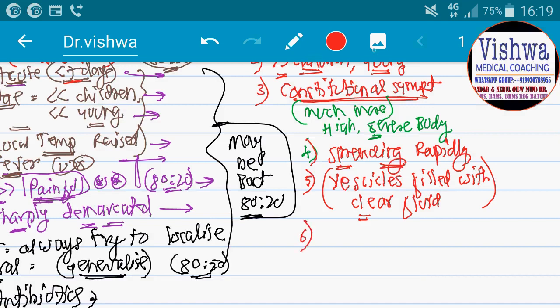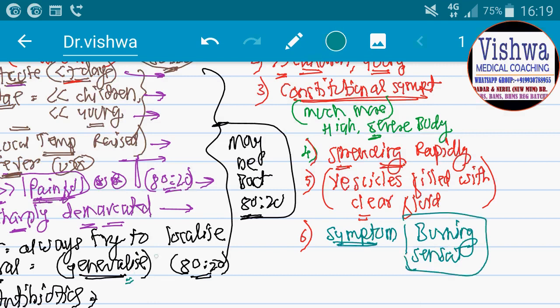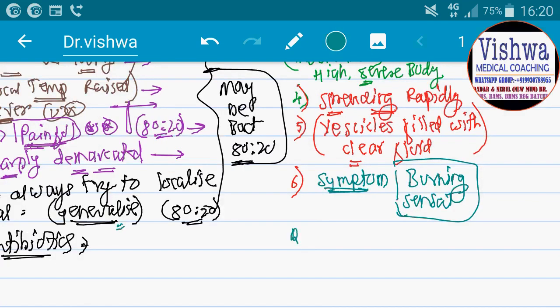Sixth important point, and that can be the most important point in this, will be the symptom. It will be a burning sensation. So in bacterial it was a pain factor. In viral it is a burning sensation. Of course, for the treatment we give antiviral drugs, either local or systemic.